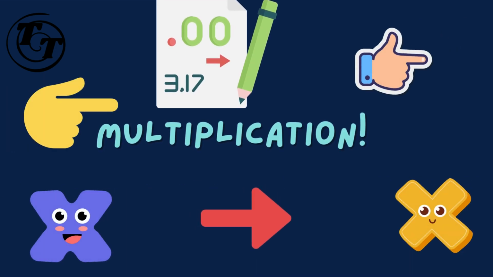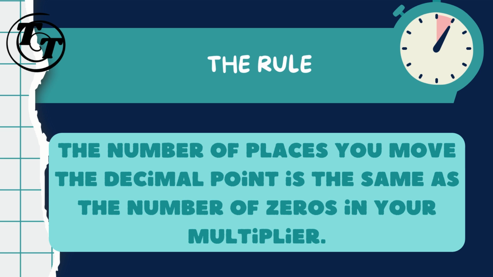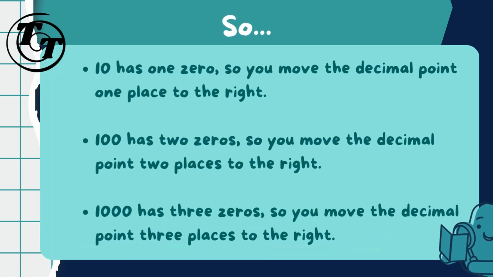Think of it this way. When you multiply, the number gets bigger. So the decimal point moves to the right to make the number larger. You need to think about the rule. The rule is that the number of places you move the decimal point is the same as the number of zeros in your multiplier. It means 10 has one zero, so you move the decimal point one place to the right. 100 has two zeros, so you move the decimal point two places to the right. And 1000 has three zeros, so you move the decimal point, yes, you guessed, three places to the right.